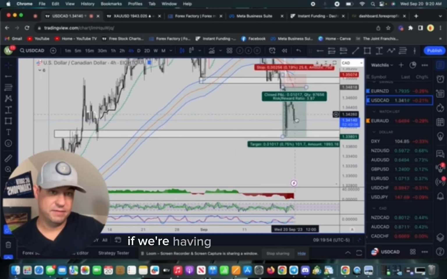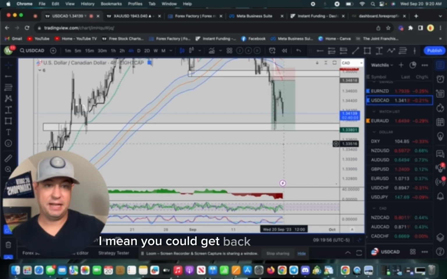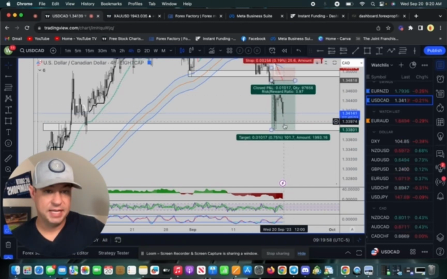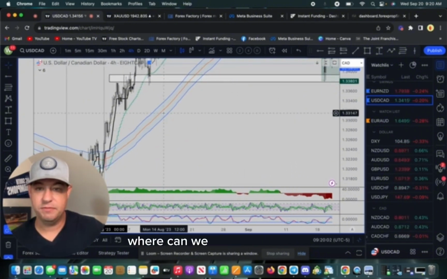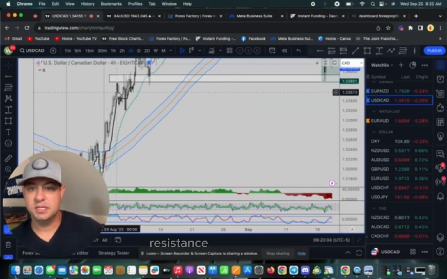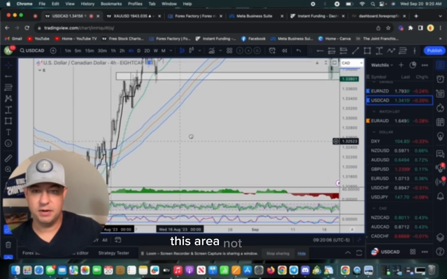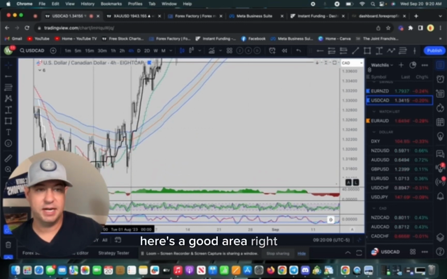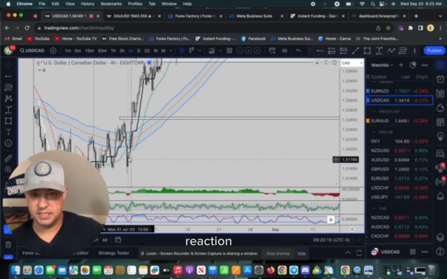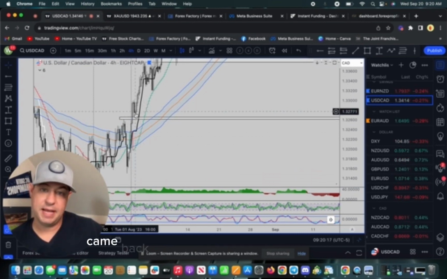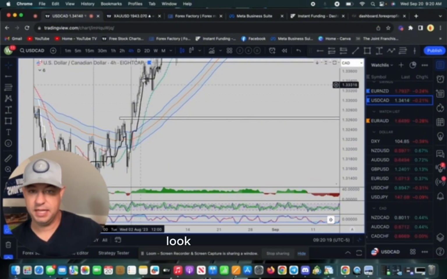Now here, if we're having another pull down, I mean, you could get back on this pullback, get back in. If this breaks right here, then we want to go left and look again. Where can we find an area where resistance turned to support? This area, not really. It's kind of big. Here's a good area right here. Here's where resistance right here had a big reaction and then broke, came back and had another huge reaction right here. Look at that push up.